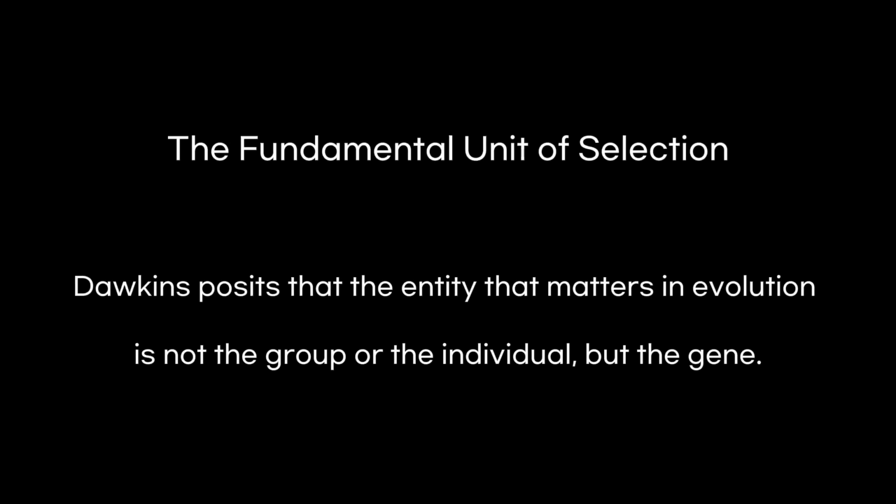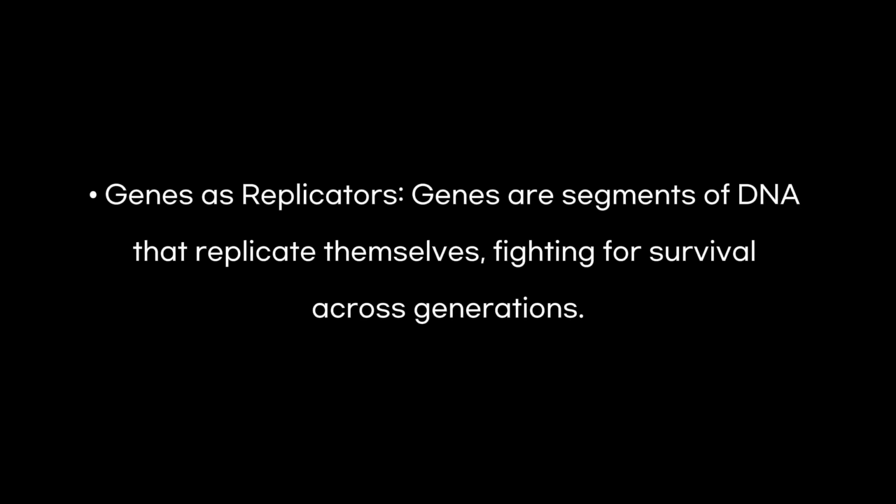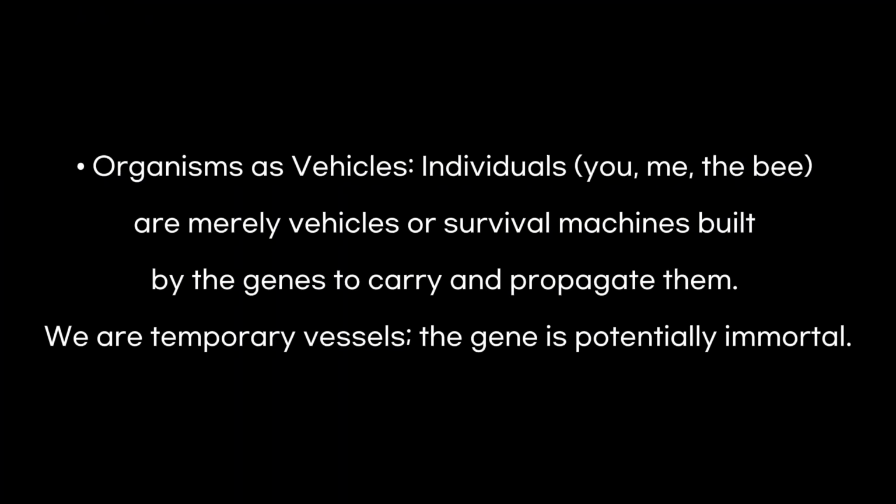The fundamental unit of selection. Dawkins posits that the entity that matters in evolution is not the group or the individual, but the gene. Genes as replicators. Genes are segments of DNA that replicate themselves, fighting for survival across generations. Organisms as vehicles. Individuals, you, me, the bee are merely vehicles or survival machines built by the genes to carry and propagate them. We are temporary vessels. The gene is potentially immortal.